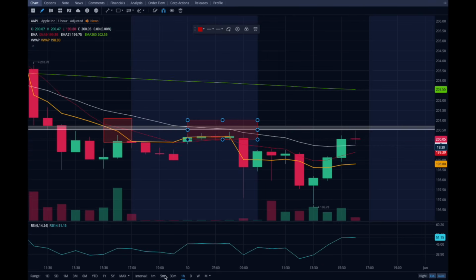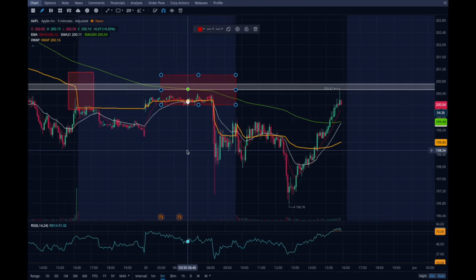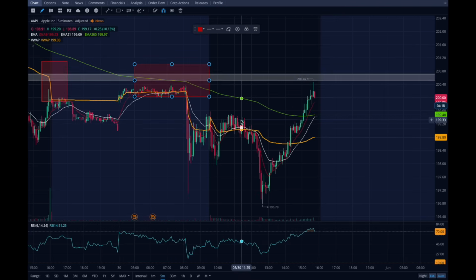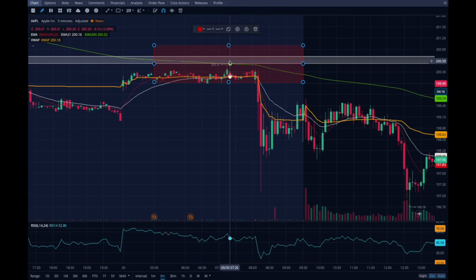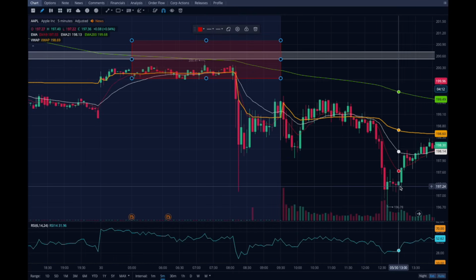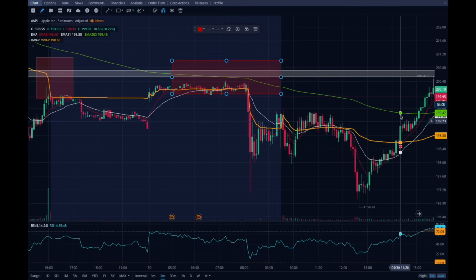Now I'm going to move this to the 5 minute so you can see it a little more clearly. Multiple touch points, rejecting, all at the 200. Now you get this sell off. It starts selling off and you start gaining some momentum from 197. You should be looking, if you're buying puts or shorts, for that next retest up here. That would be your entry.